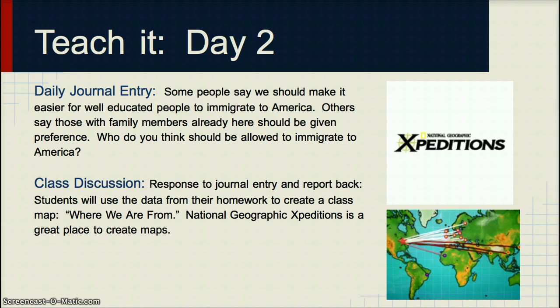Anyway, then the class discussion will include the stuff from the journal entry, as well as what people are reporting back from their homework assignment, and we'll make a class map that shows where we're from. And National Geographic Expeditions is a great site to get maps that you can create, whether you want to create it on the computer or print it out and have a map to look at.